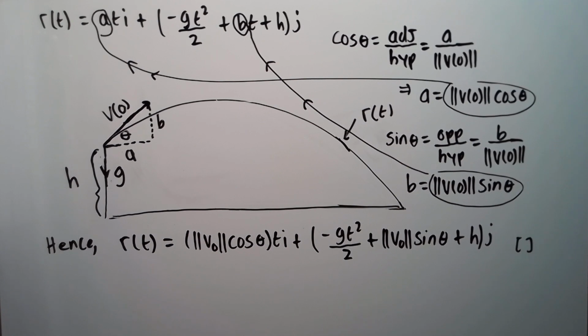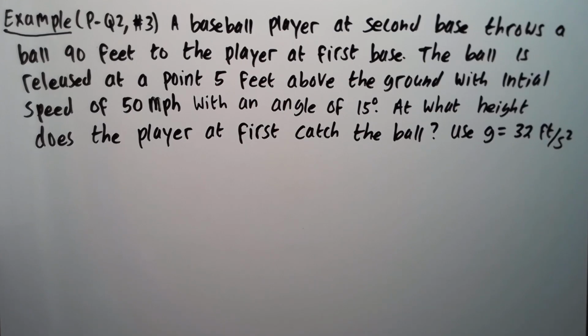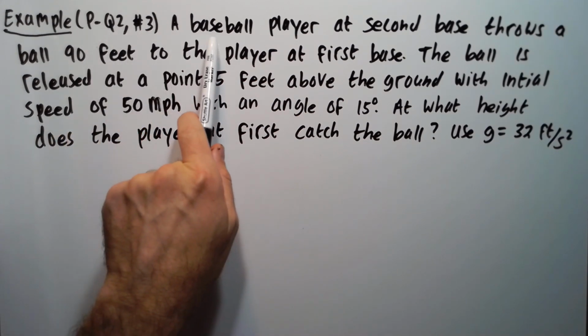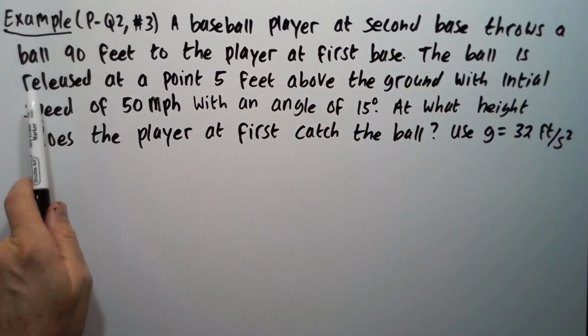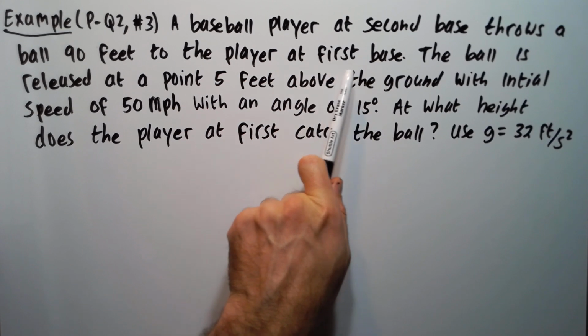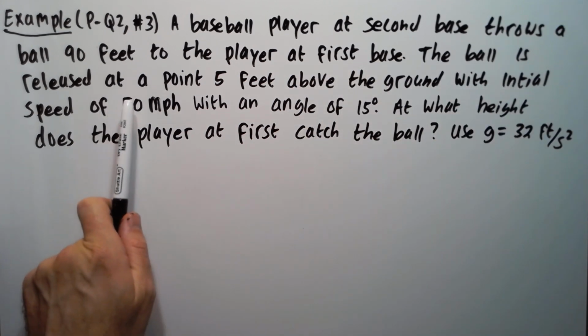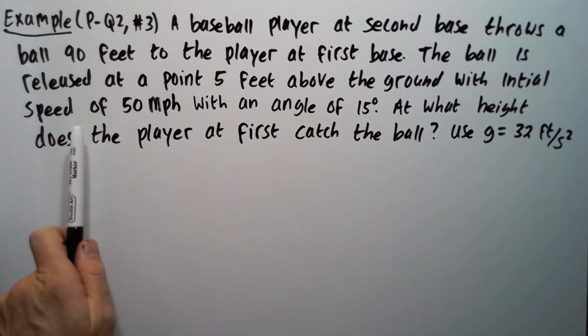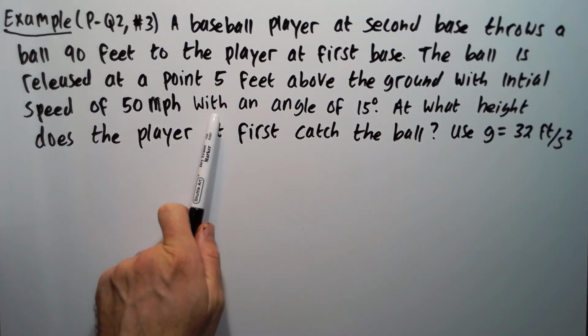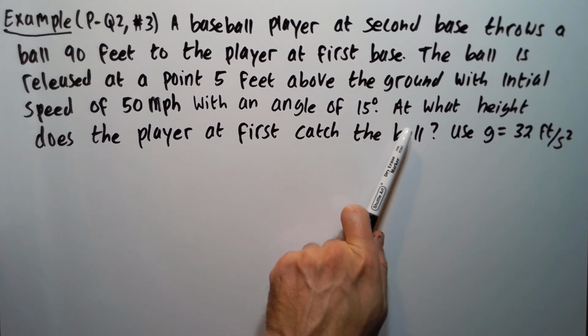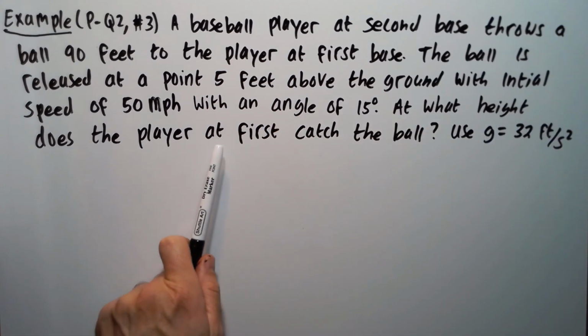Now let's take a look at an example. Let me erase some things here and write my example up here. Here's our example, from practice quiz 2, number 3. It says a baseball player at second base throws a ball 90 feet to the player at first base. The ball is released at a point 5 feet above the ground with an initial speed of 50 miles an hour at an angle of 15 degrees. The question: at what height does the player at first catch the ball?